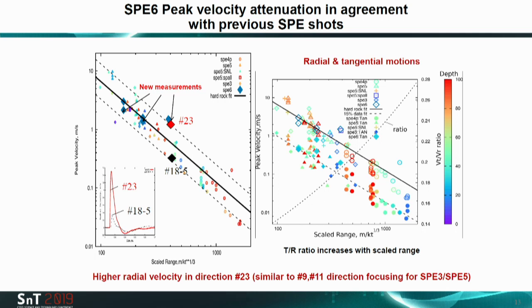Looking at the attenuation curve, how the source physics compare with each other and compare to some legacy data, we can see that the radial components all align together and the shear components all align on the same line. The difference between those is that we always see about 20% of the energy goes to shear motion and 80% goes to the P wave.